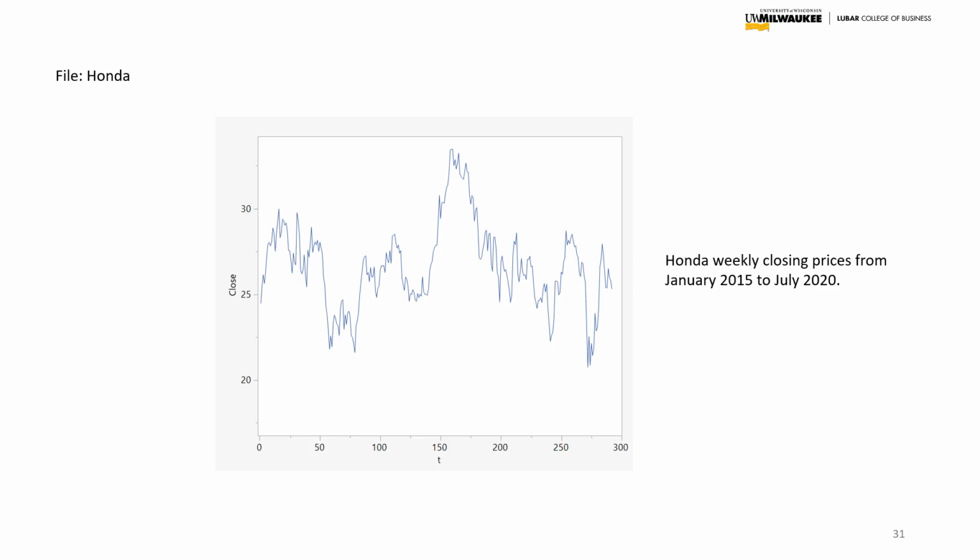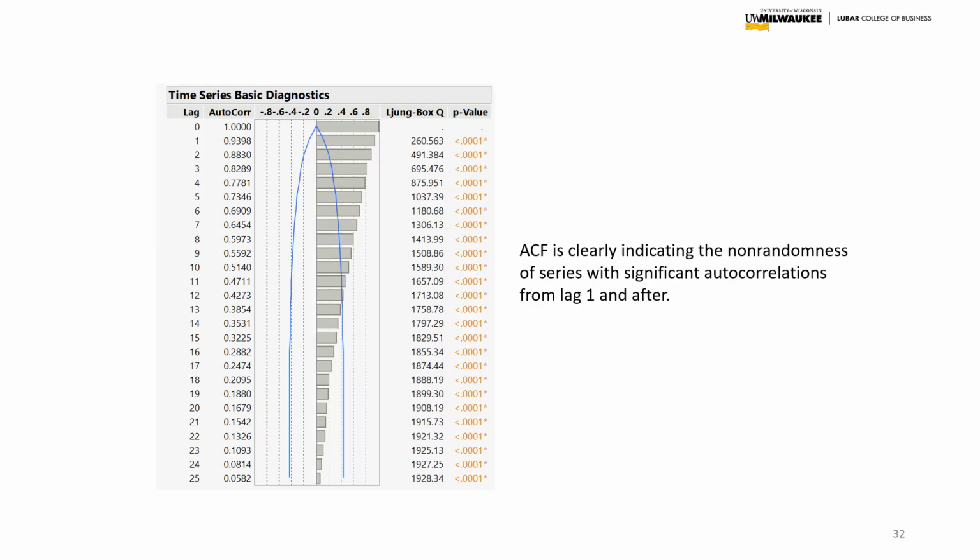Let's now look at real data. Here we have a time series plot of Honda weekly closing prices from January 2015 to July 2020. We see the distinct meandering, so let's consider the possibility that this follows a random walk. Let's take a look at the ACF. Notice the significant correlations at lag 1, 2, 3, 4, and so on.